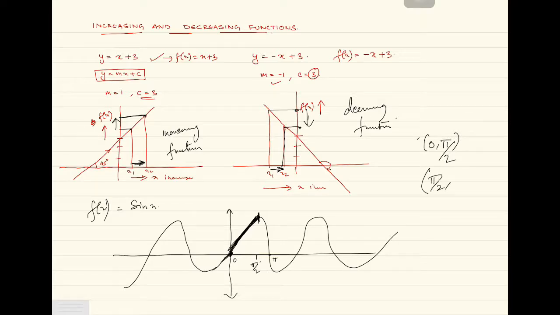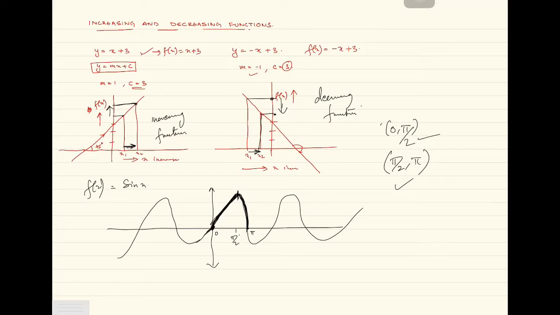However, if you ask me what is happening to the function between pi by 2 to pi, then I would say that the function is decreasing. Check this out. Got it, everyone? So for y equals sin x, we see sometimes it increases, sometimes it decreases. Got it? So you may be asked two types of questions in this chapter, in increasing and decreasing functions.